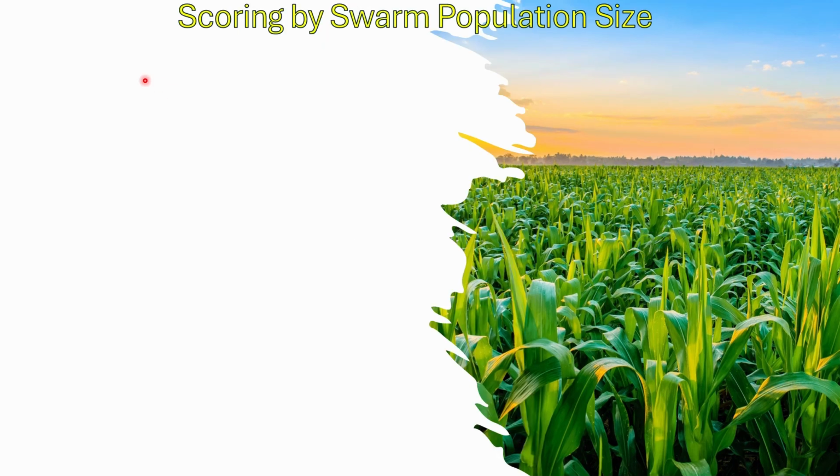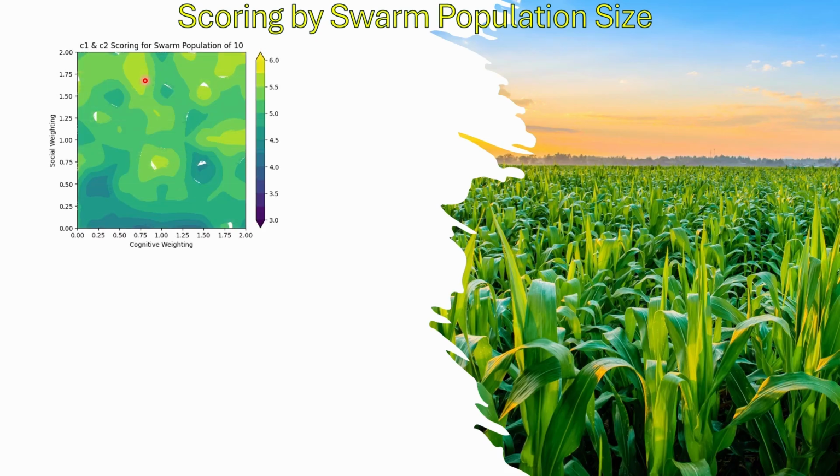Let's understand the interrelationship of the population size with C1 and C2 configurations. So what I did was I ran the algorithm hundreds of times with different numbers of particles and different configurations for C2 and C1. Okay, let's see what it looks like with a small population of only 10. Now this is not going to be our map view of the cornfield. This is going to be the objective returned, or the global best, at different societal and cognitive weighting. So this is going to be C2 and C1.